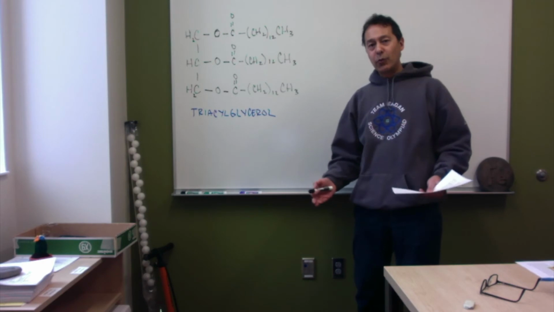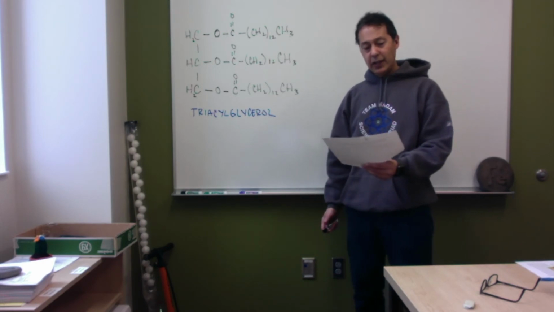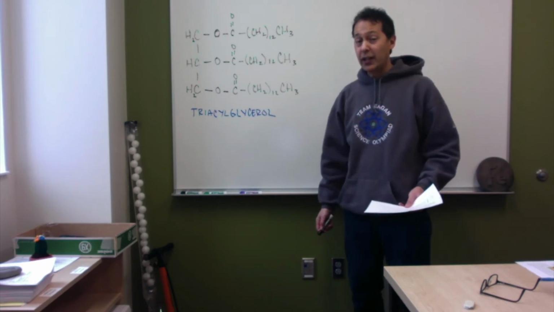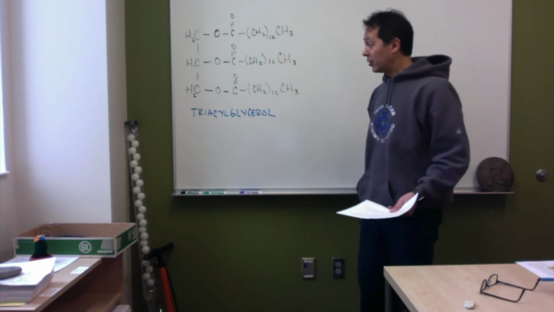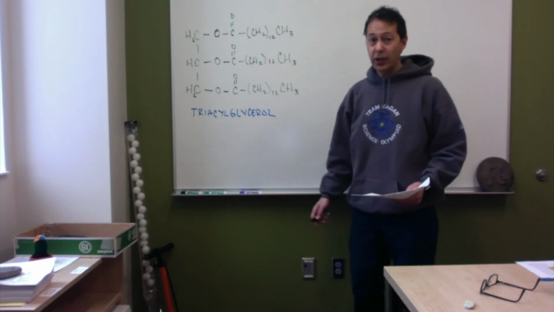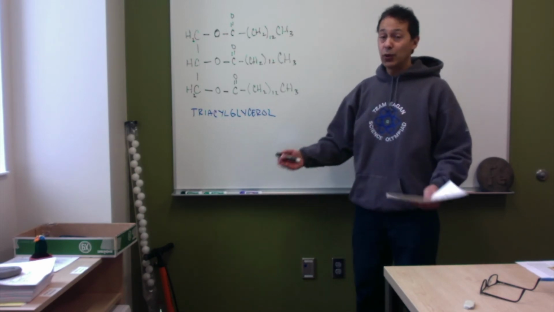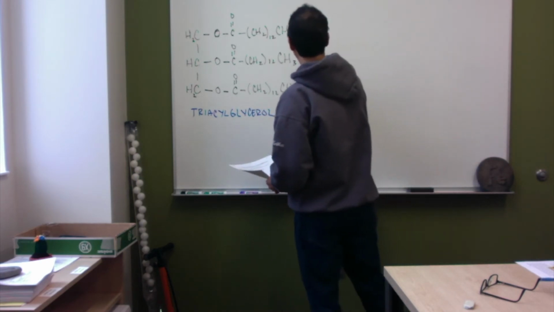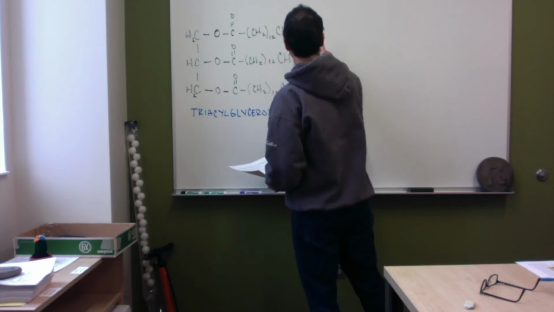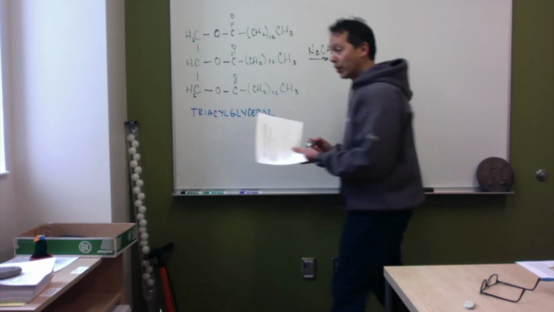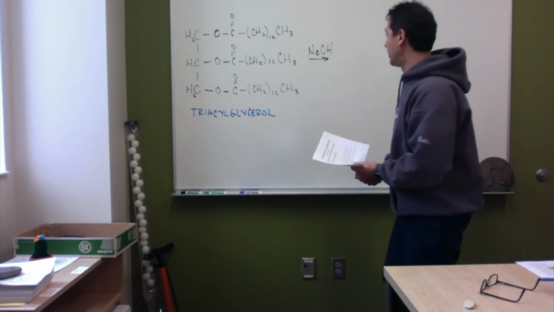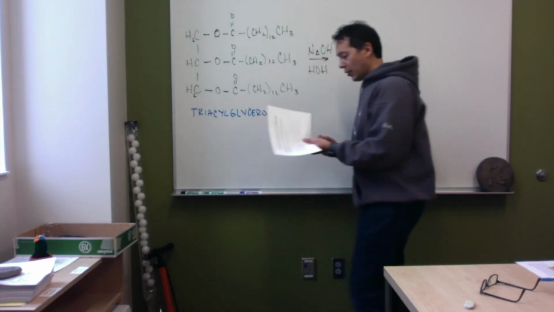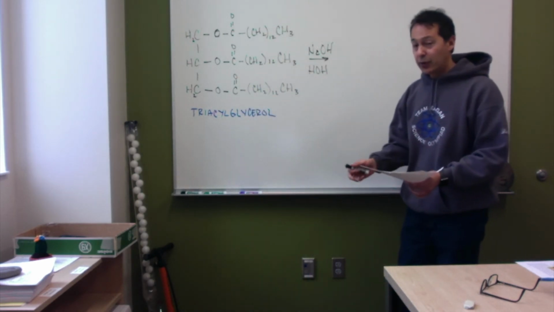For this problem, what we're going to be doing is the saponification hydrolysis with sodium hydroxide. Now, that's a lot of big words, but what we're going to do is take our triacylglycerol here and react it with sodium hydroxide. So for this one, I'm going to write out the sodium hydroxide. Sodium hydroxide, and there'll also be water in this one. Although the water doesn't actually get used in the reaction itself.